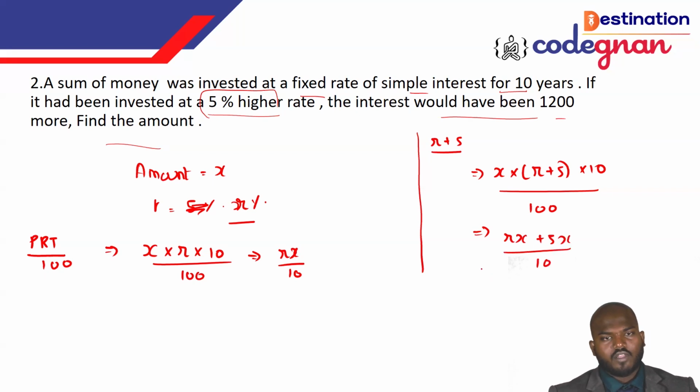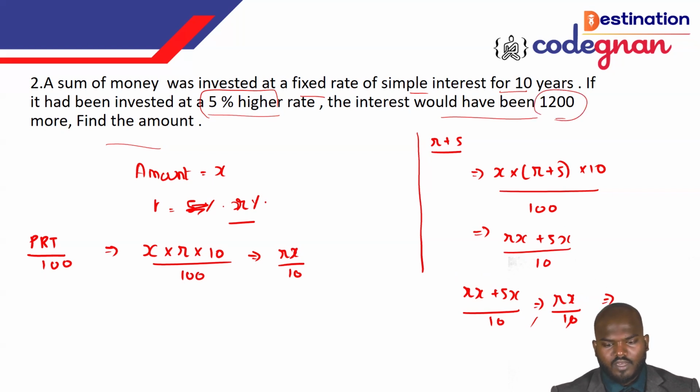Okay, once you have this, you can take the formula Rx plus 5x over 10. You just compare this with the other one, which is Rx by 10. So the 10 gets cancelled, and if you take this side, it will be Rx minus Rx. That is equivalent to 1200 rupees. The interest we have in the combined way, we can call it 1200 rupees. So the value we get here is 5x by 10 is equal to 1200.